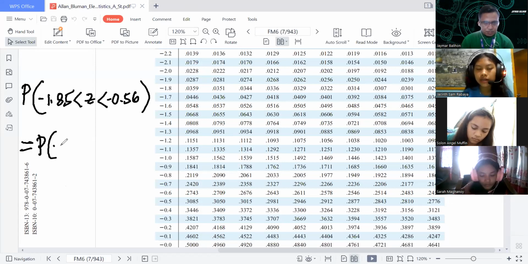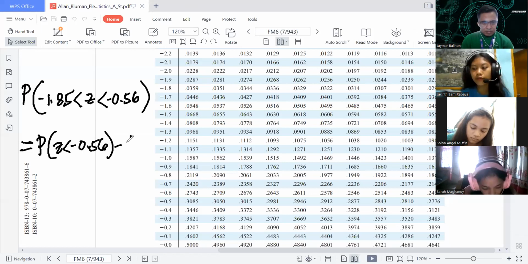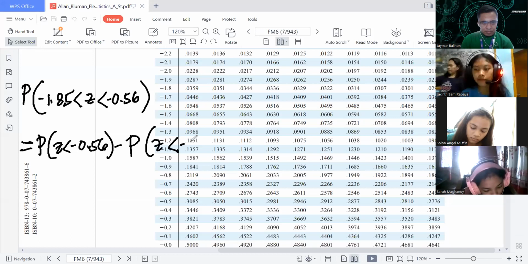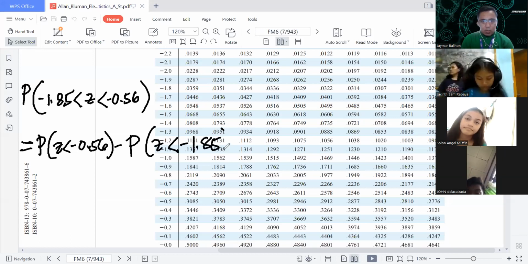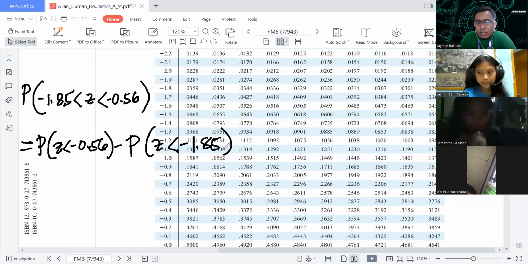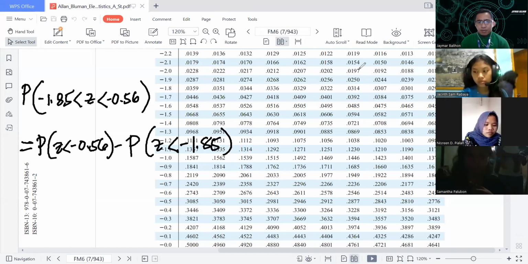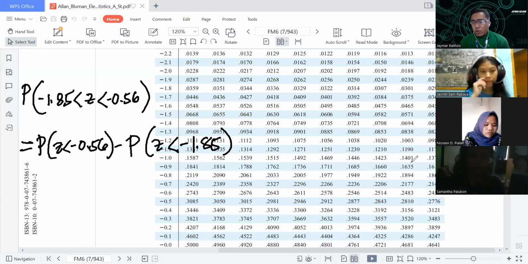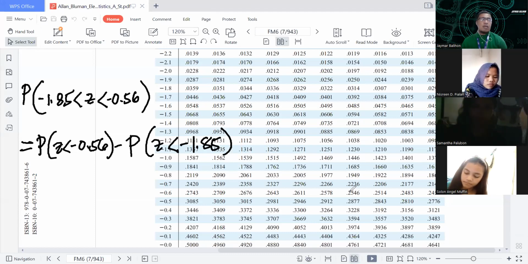Probability of z less than negative 0.56 minus probability of z less than negative 1.85. Okay. I would like to ask your classmates, do you agree with the answer of Justin? Do you have the same answer? You may disagree if you have a different answer. Yes, sir. Okay, let's proceed.